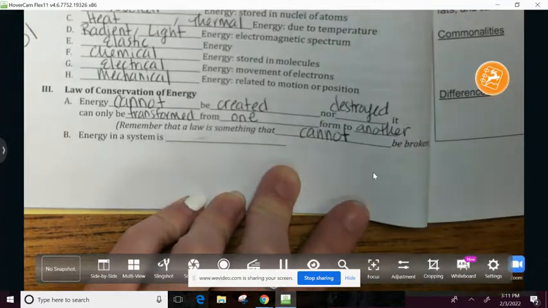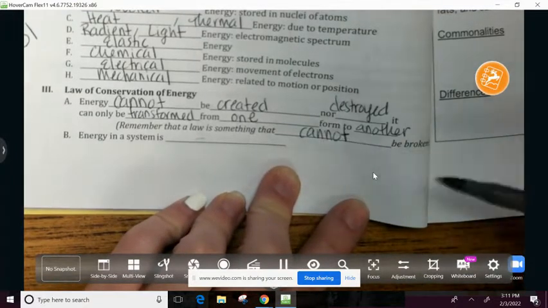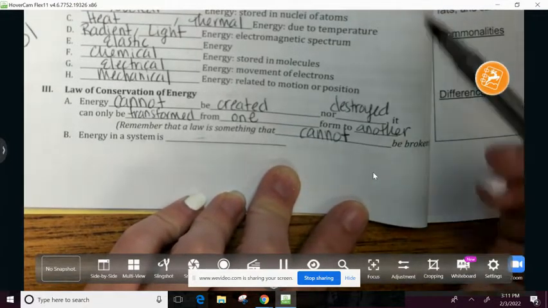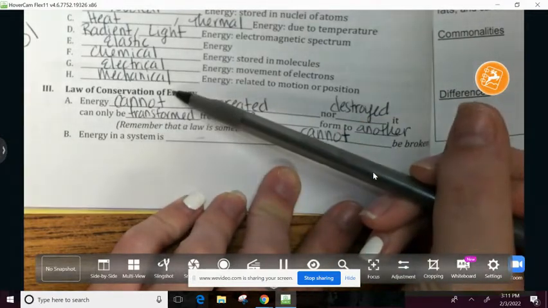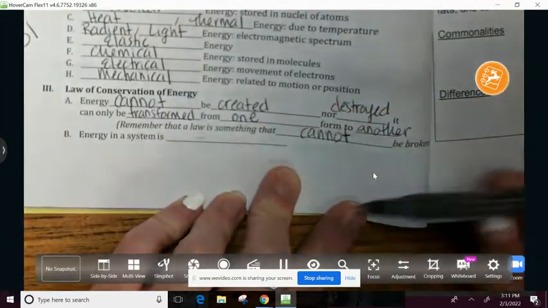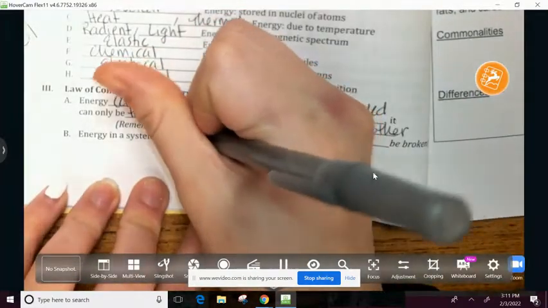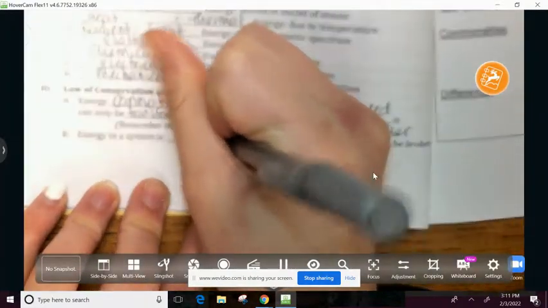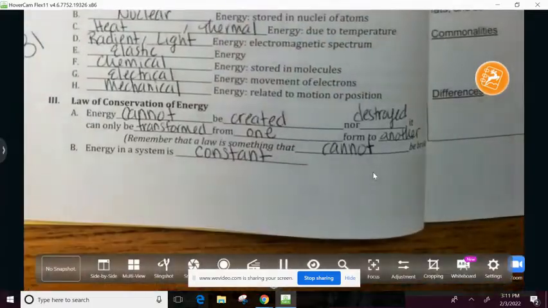With the law of conservation of energy, energy in a system is constant, so it's unchanging. Remember that the stuff that we started with is equal to the stuff that we end with. The same is true with energy. So energy and mass both have starting and ending amounts that should be the same.